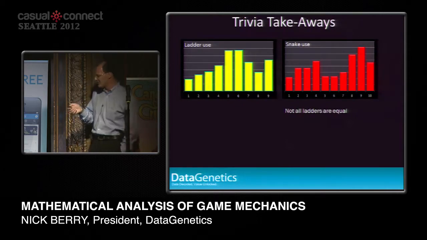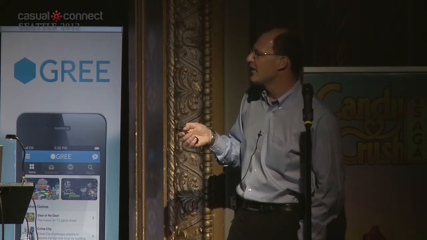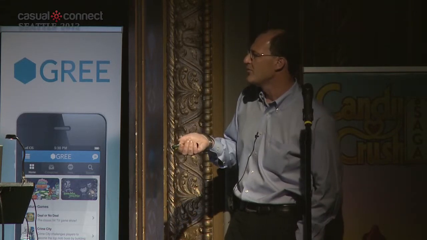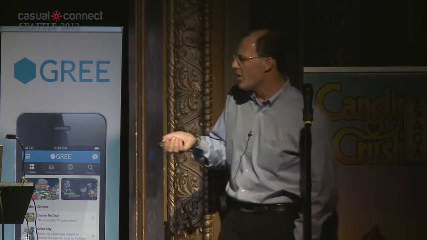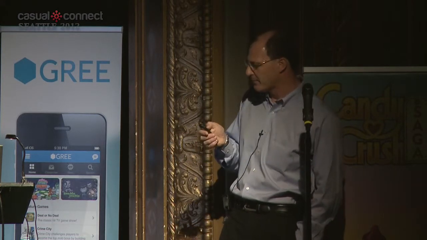A couple of trivia takeaways. Not all ladders are equal. This is the distribution of what ladders are used and what snakes are used. It's kind of nice to know that this ladder here is used 16.66% of the time. The only way you can get on this ladder is by rolling a 1 to start off, and there's no way to get back to it.